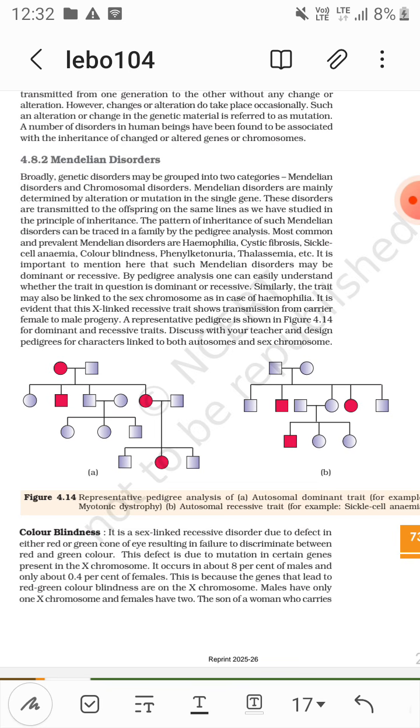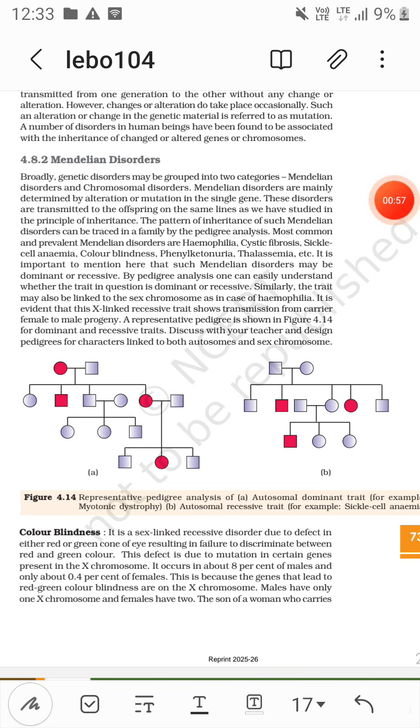Now, the pattern of inheritance of such Mendelian disorders can be traced in a family by pedigree analysis. The most common and prevalent Mendelian disorders are hemophilia, cystic fibrosis, sickle cell anemia, color blindness, phenylketonuria and thalassemia. And such Mendelian disorders may be dominant or recessive. By pedigree analysis, we can understand whether the trait in question is dominant or recessive.